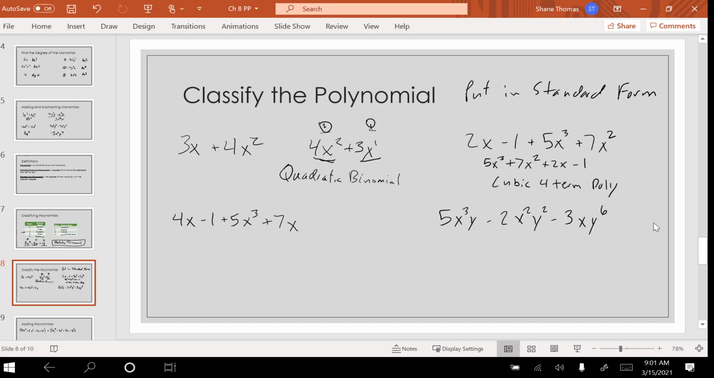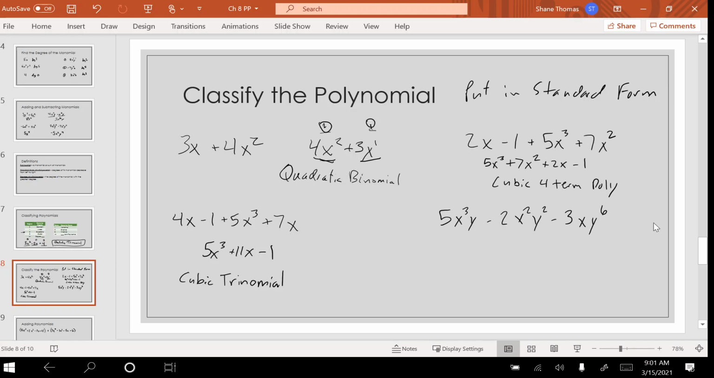What do you got for me? Give it to me in order first. Okay. I agree. That's in standard form. What's the degree of this guy? It's a cubic because it's degree 3, right? So it's a cubic. And then how many terms does it have? 3, so it's a trinomial. Good. So it's a cubic trinomial.